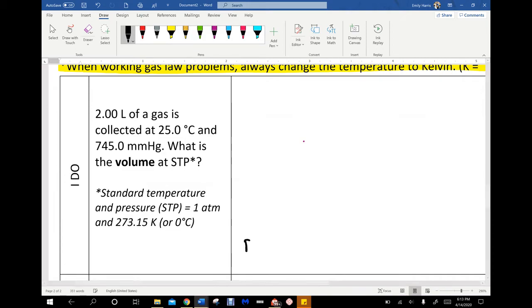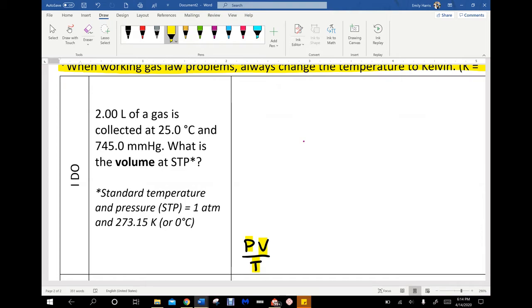So again, we'll approach it the same way, PV over T. Here they say 2 liters of gas, that's a volume, is collected at 25 degrees Celsius, that's a temperature, and 745 millimeters of mercury. Wow, that's the pressure.